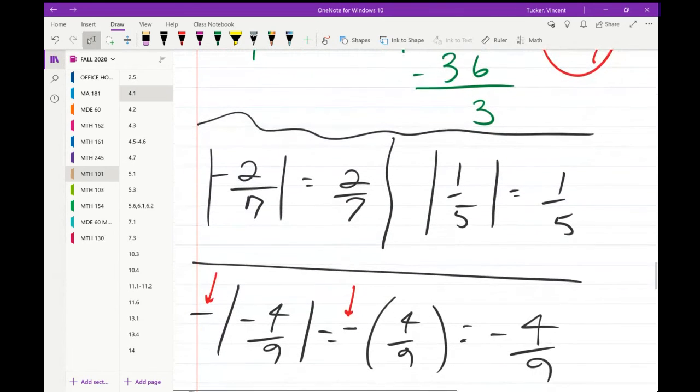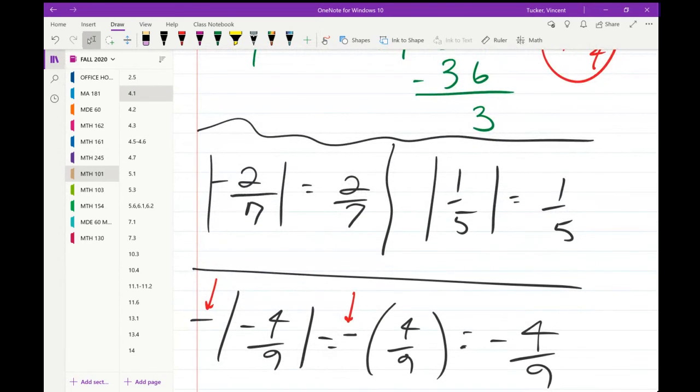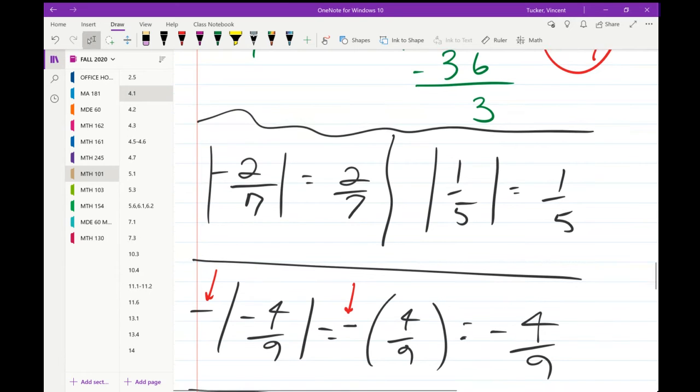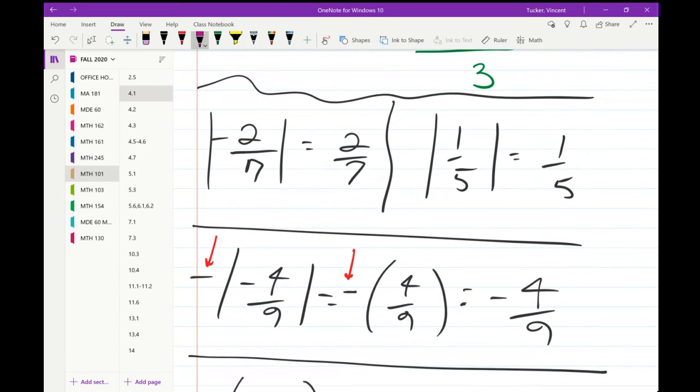Okay. So the absolute value holds true to fractions as well. Somebody said something in the chat. All right, cool. Thank you. So absolute value of negative 2 over 7 is still 2 over 7. Absolute value of 1/5 is 1/5. Here we remember we talked about the negative sitting on the outside of the absolute value, not affected by the absolute value. So negative absolute value of negative 4 over 9 will be negative 4 over 9.